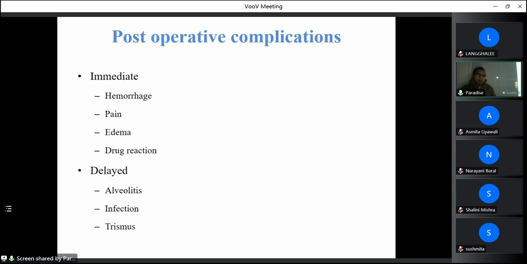Another complication can be edema or swelling. Whenever we are doing surgery, in most patients there will be edema and swelling, and swelling may increase till 3 days. After 3 days, it decreases and it will be normal in 7 days. The delayed complications can be alveolitis, dry socket, infection or trismus. Most of the time, whenever you give the inferior nerve block, due to trauma to the medial pterygoid muscle, there will be fibrosis, and the patient may have trismus.